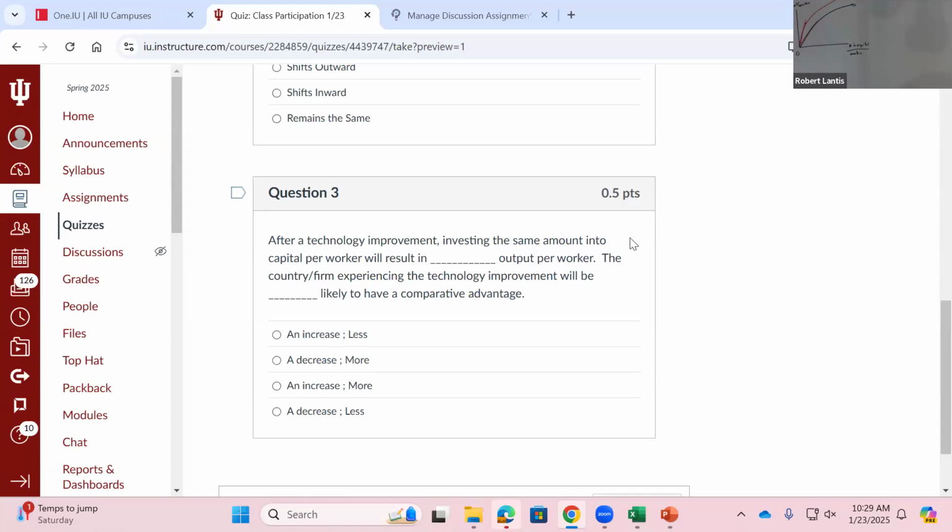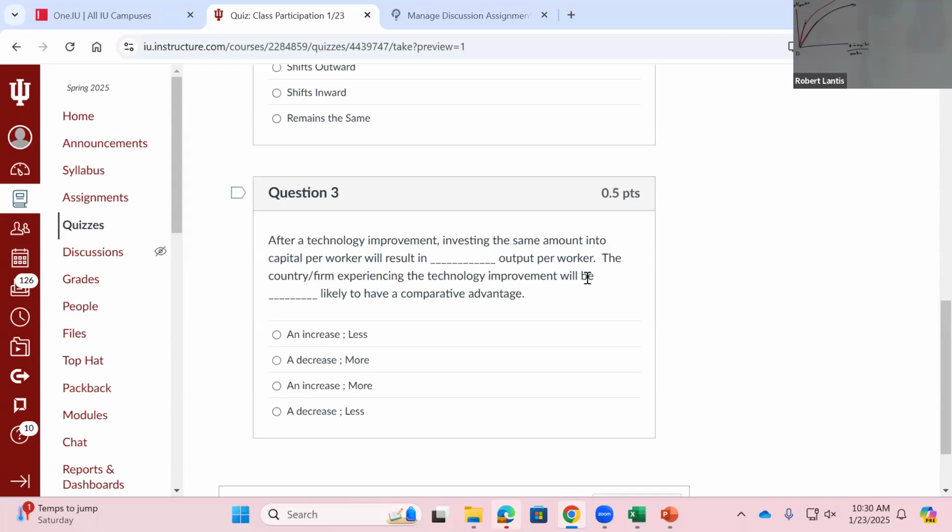So after a technology improvement, you continue to invest the same amount in the capital. Is that going to increase the marginal benefit that you have, or the additional output you get per worker? And then in combination with this, if you have this additional technology improvement in one of these products, thinking about the goods that experience this technology improvement, should it make the country or firm more or less likely to have a comparative advantage?